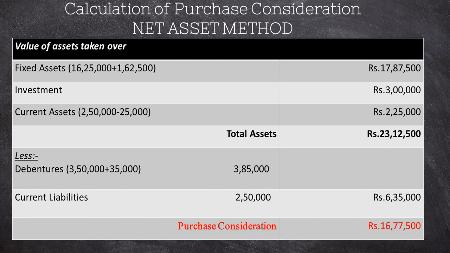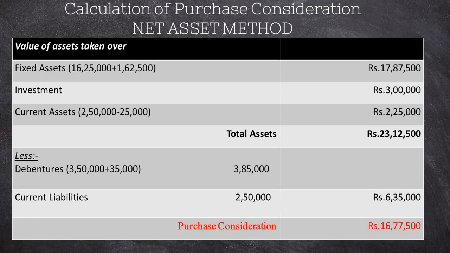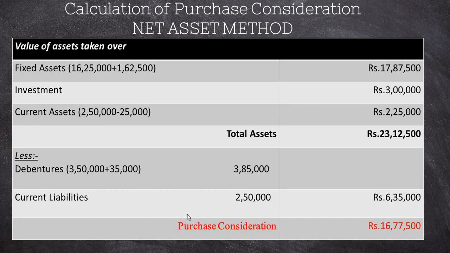Okay. So the current liabilities is also given in the balance sheet at book value. Book value means the amount already given in the balance sheet, the same amount is going to be taken in the calculation. So current liability is 2,50,000. That is all as it is. So add these two, debentures and current liabilities, and we will get 6,35,000.